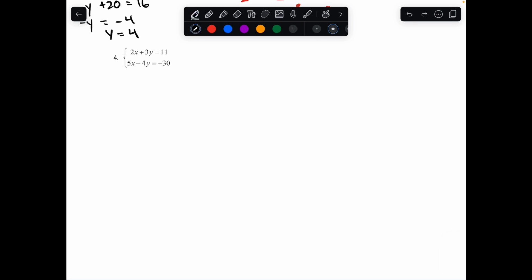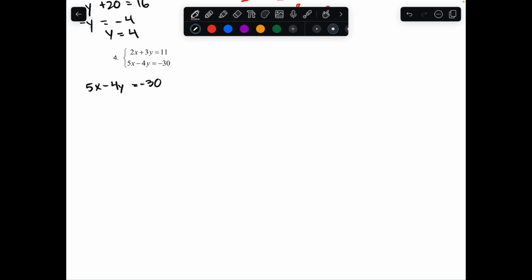Moving on to number 4, we have another system of equations, and I'm going to use the substitution method just for the sake of practicing it. Now, neither of these equations are jumping out at me as to which one I should use, so I'm just going to pick one of them. So I'm going to choose the bottom one. So we have 5x minus 4y is equal to negative 30.